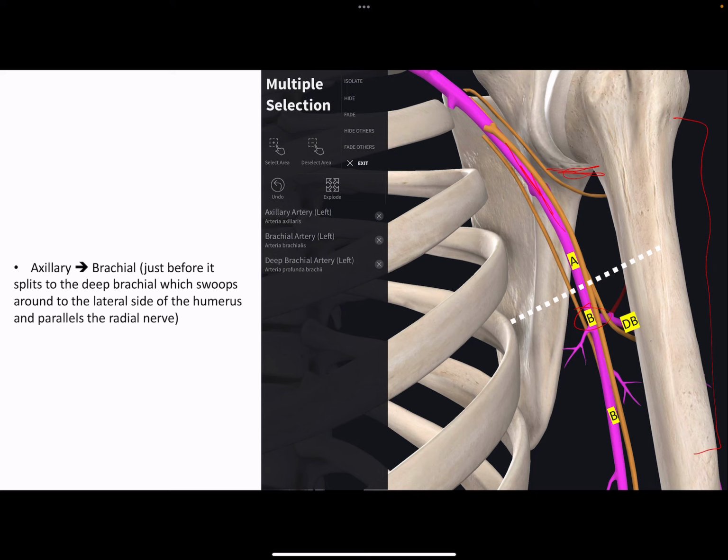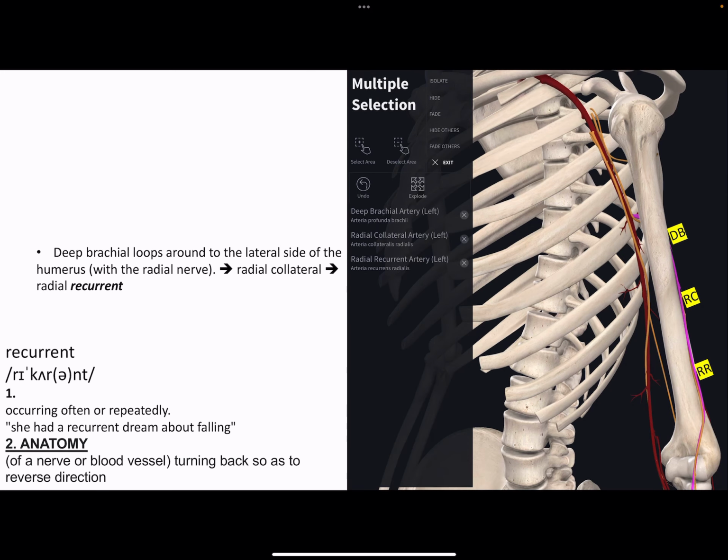Note that the brachial artery sort of branches off to form what's called the deep brachial. This makes sense because it's deep. The brachial is a little bit more superficial. More important though is that the deep brachial sort of snakes around. It's actually coming off right when this little sneaky radial nerve starts to also, two thirds of the way up the humerus, snake its way around. The deep brachial sort of follows it and parallels it down the humerus. The deep brachial, it's just a silly semantics thing, becomes the radial collateral, which becomes the radial recurrent.